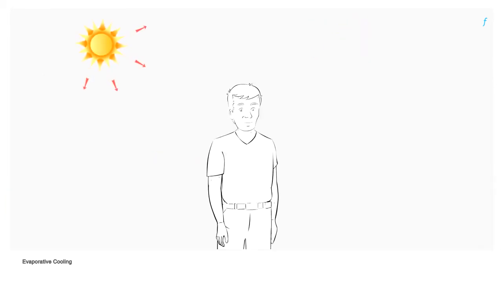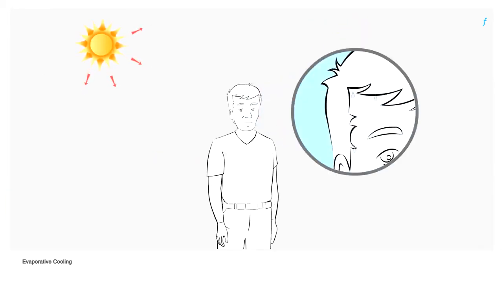A very common example is one we all experience on a daily basis: perspiration. As air passes over the skin, evaporation takes place and a cooling effect is felt. This is because the sweat takes away some of the body heat during evaporation.